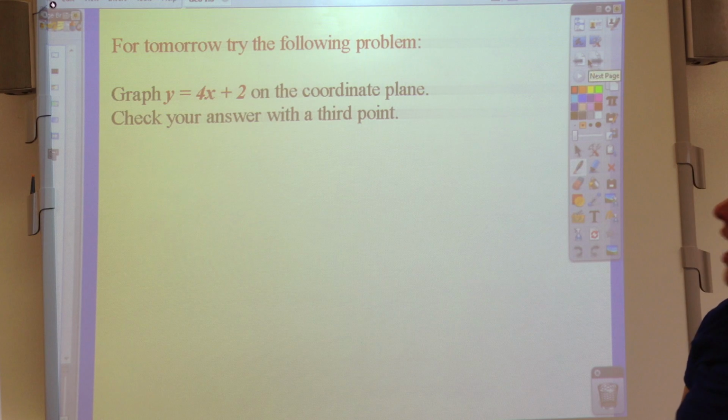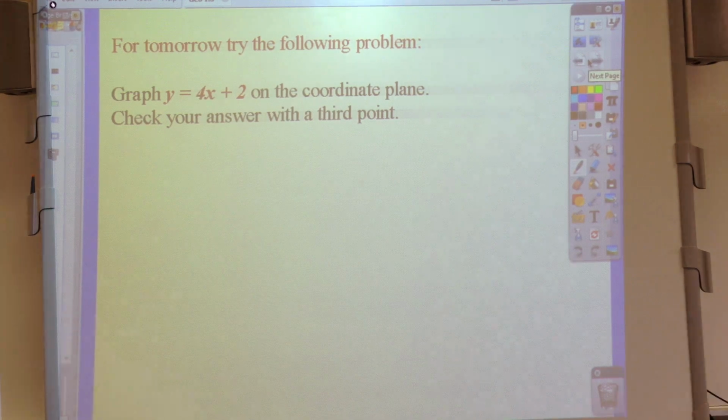For tomorrow, I would like you to try an oblique line. Go ahead and graph that on a coordinate plane, and I will see you tomorrow.